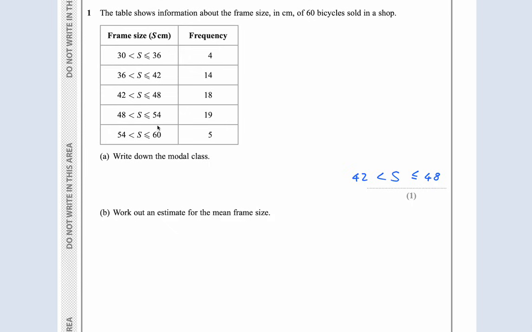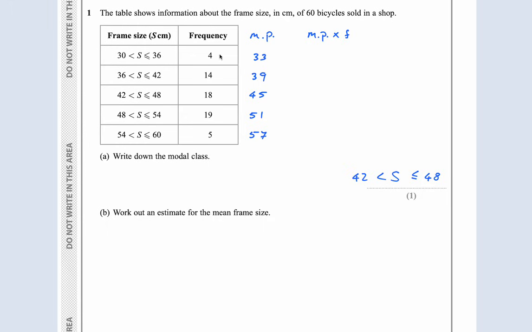Work out an estimate for the mean frame size. Right, guys, to do this, we get the midpoint of this. I'm going to make a new column, call it midpoint. So the middle of 30 and 36 is 33, then 39, 45, 51, and 57. And then I do midpoint times frequency.